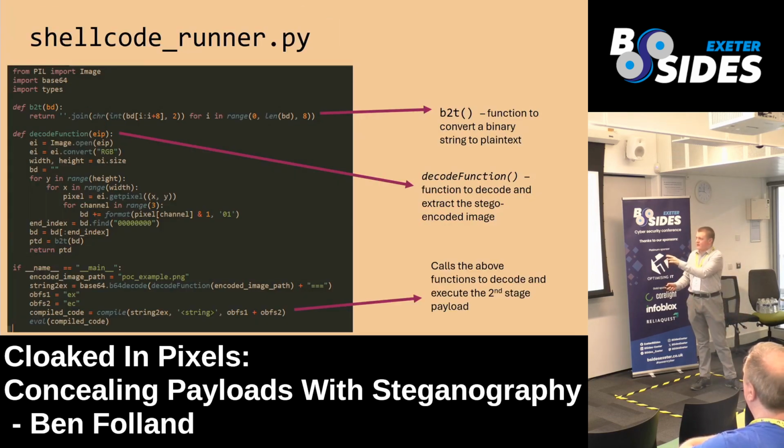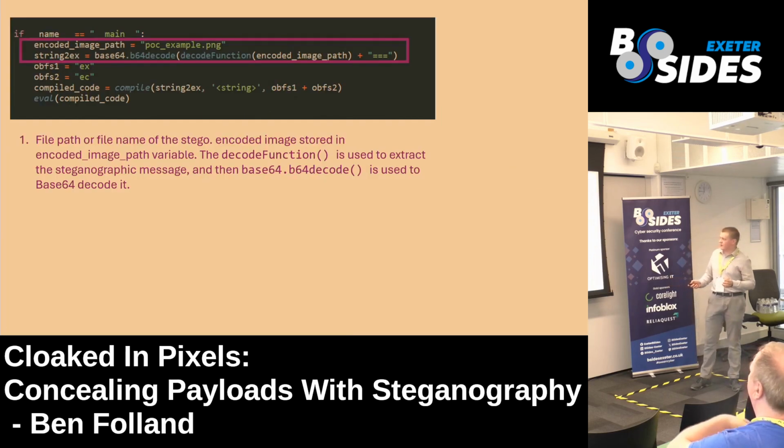So you can see this decode function is called down here, and it's calling it for encoded image path, which is set here to be pop example.png. This string to ex variable, once executed, it contains our second stage payload. And let's quickly go through this.